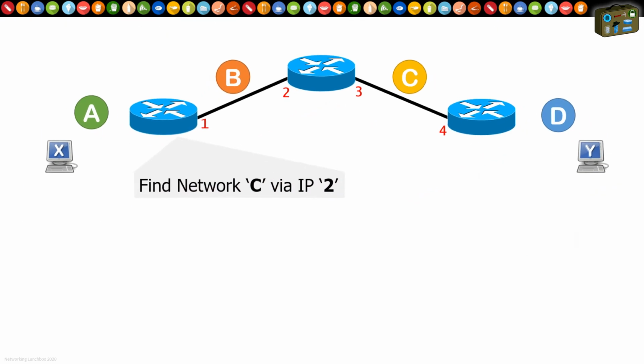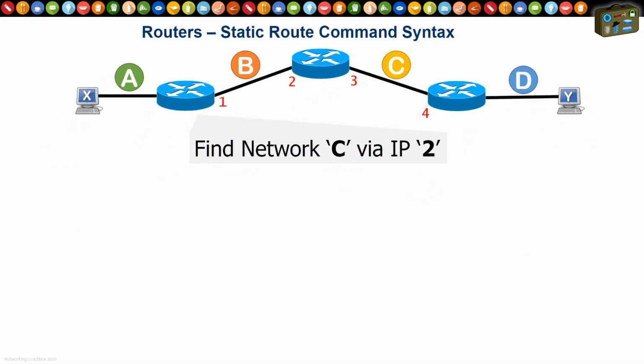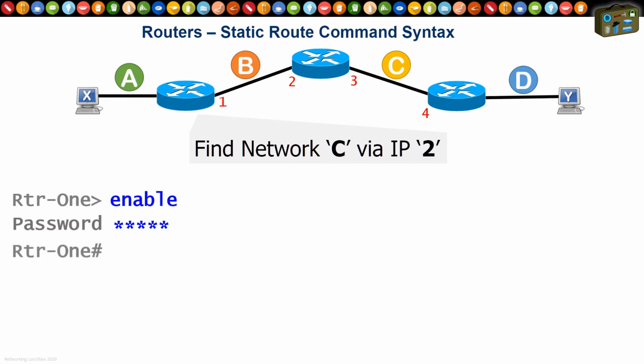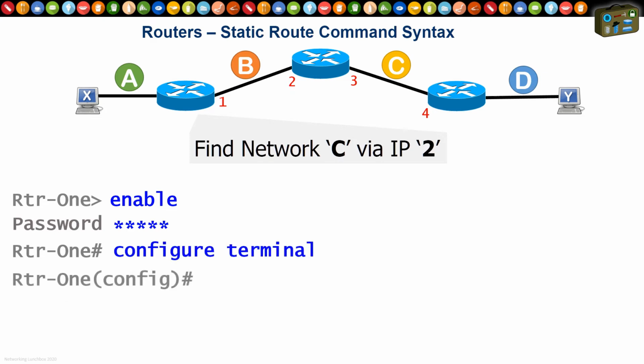Now let's look at the actual command syntax itself for setting up a static route. So we're on router 1 and we're in user mode as represented by the greater than symbol. We type in enable, put in our password, and now we're at privileged exec represented by the hash symbol. So we go into configure terminal. The only way you can make changes is in global config. So now notice the prompt, router 1 config hash. This is now global config.